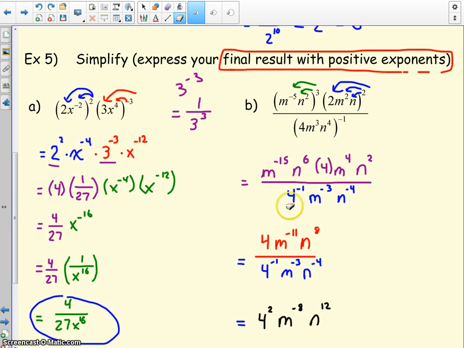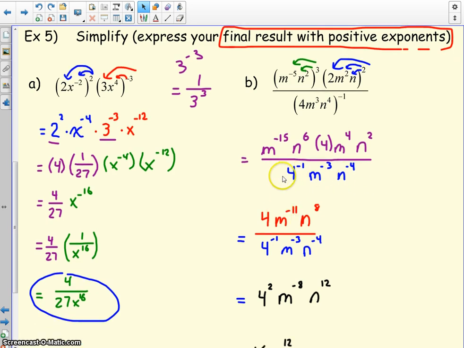Okay, so then from here I just went to simplify. So I just brought my 4 over here, and then here I grouped my m's together. So I have m to the negative 15 times m to the 4. Negative 15 plus 4 is negative 11. I have n to the exponent 6, n squared. 6 plus 2 gives me 8, again, because those are multiplied, so I add the exponents. Okay, I kept my denominator the same.